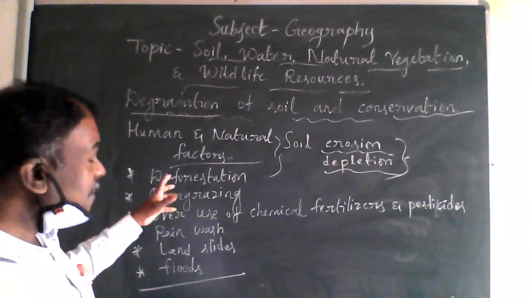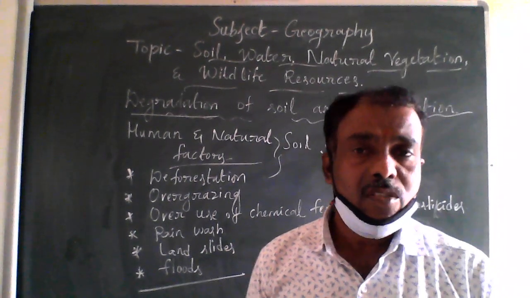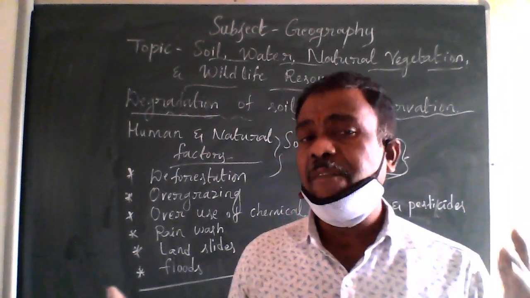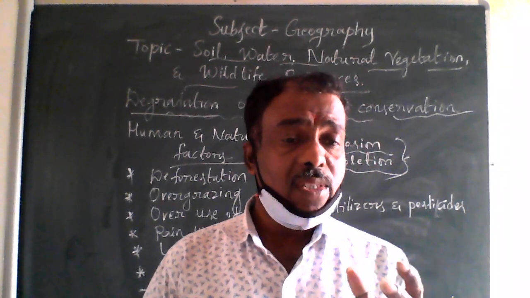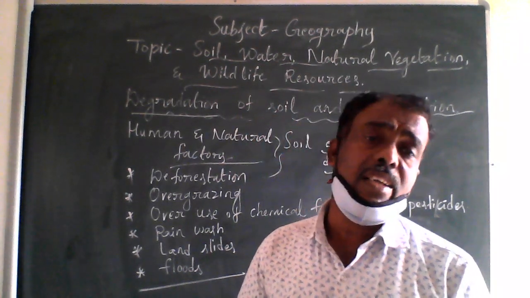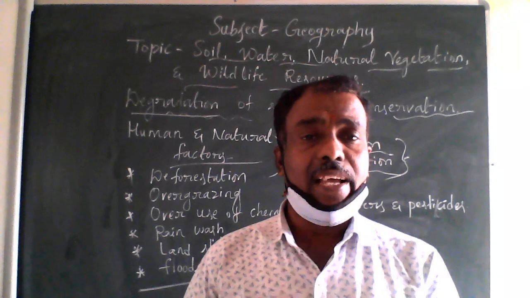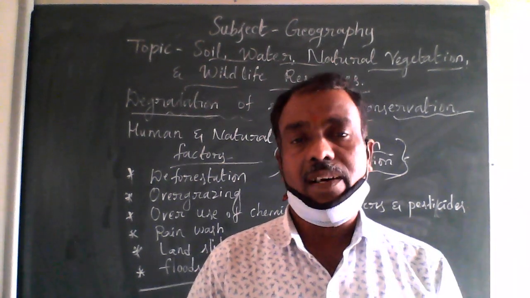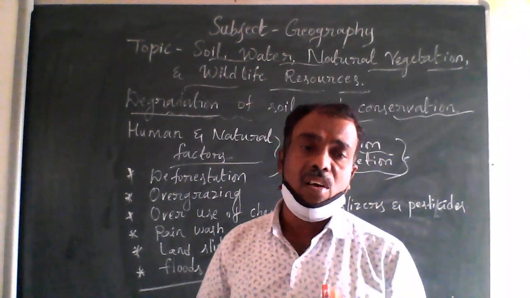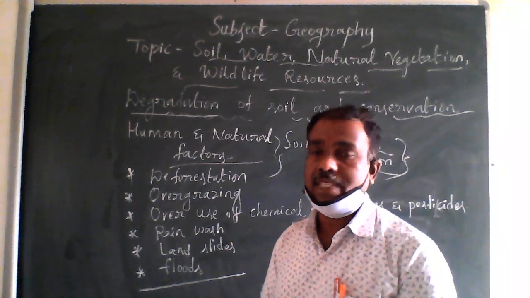Dear students, deforestation is one of the most important reasons for degradation of soil. To fulfill our requirements, we are continuously clearing the forest, so that causes the degradation of soil. This is true. And the overgrazing: of course we are rearing a lot of different kinds of animals, and to feed them we clear the green cover of the surface of our earth. Because of this overgrazing, the soil loses its fertility, and there we can see the degradation of land. This is another main factor.